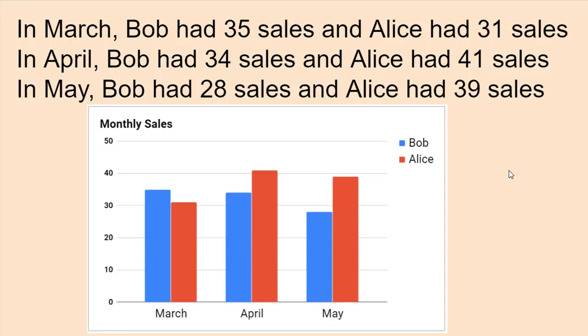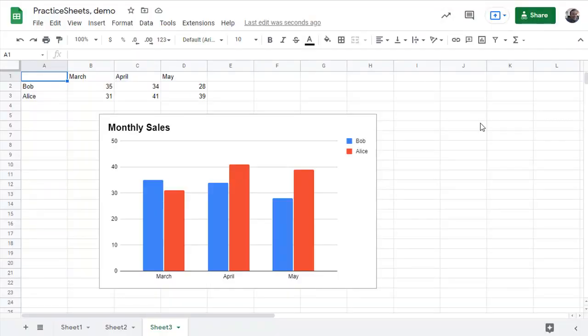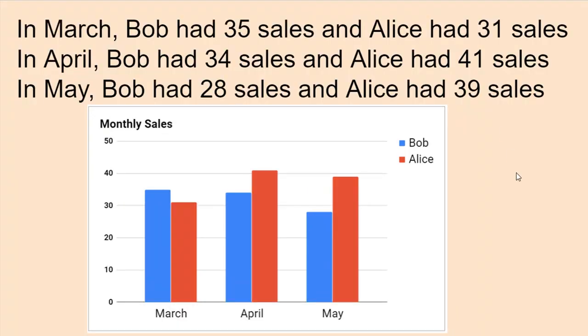Okay, I'm back. So I made monthly sales. My title is monthly sales. Bob and Alice are up in the legend. March, April, and May are along the bottom. Let's take a look at what I made. I made this. I got Bob and Alice. I got March, April, May. A1 is blank. I have the grid lines. I'm supposed to have grid lines. Bob and Alice are in the legend. March, April, May, and it's called monthly sales. So I think mine looks pretty good. It's not perfect. It's okay. It's not bad.